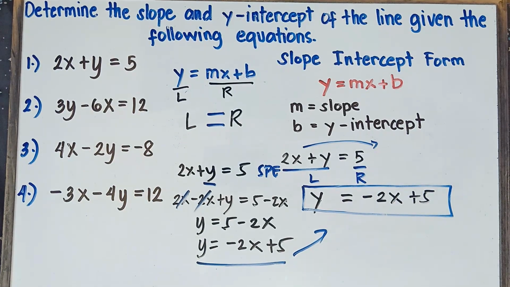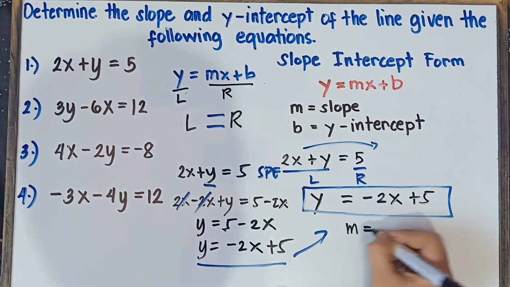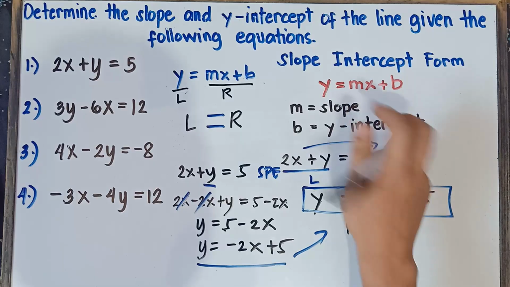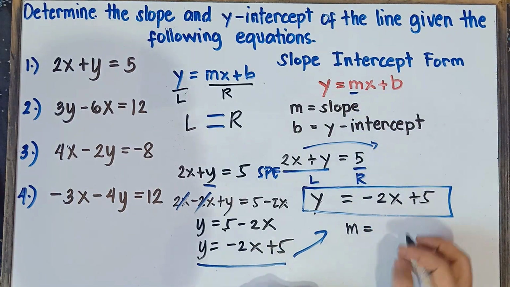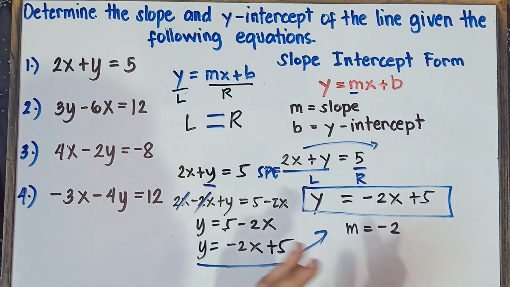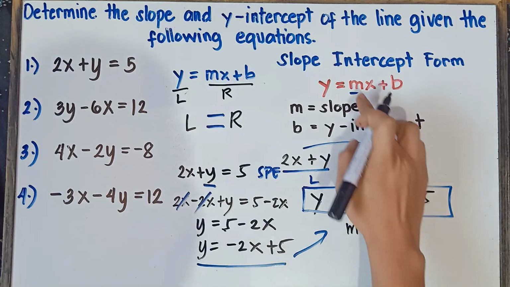Alright, so therefore, class, our slope. So m, the slope, is beside x. Once again, class, the slope, this one right here, m, would be beside x. So therefore, our m is negative 2. Once again, class, the value of m, the slope, would be beside x.